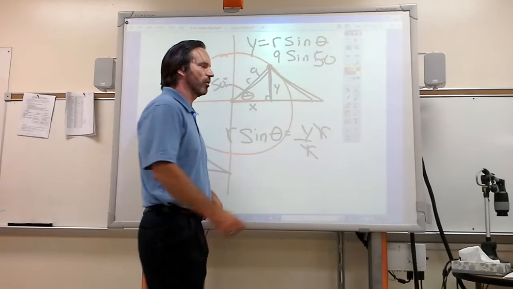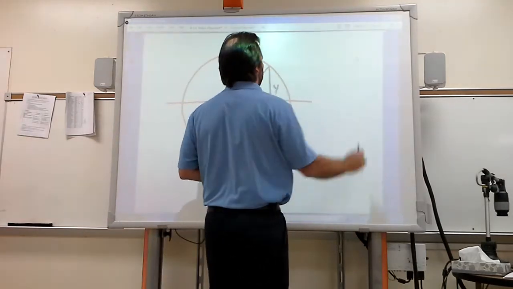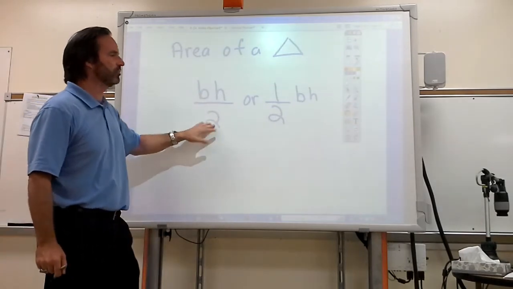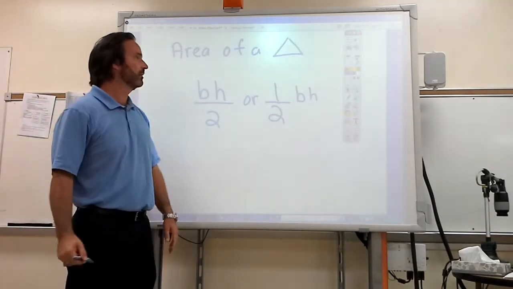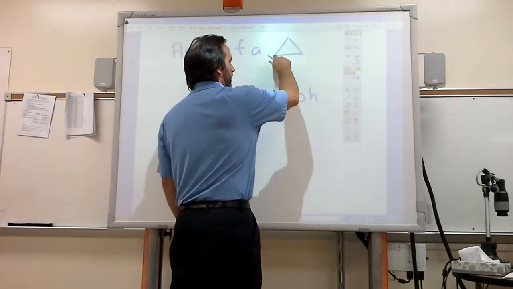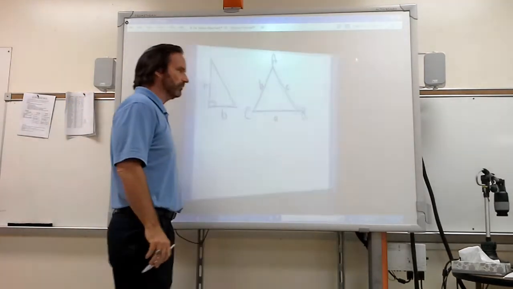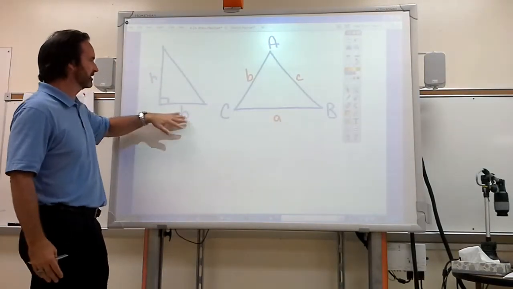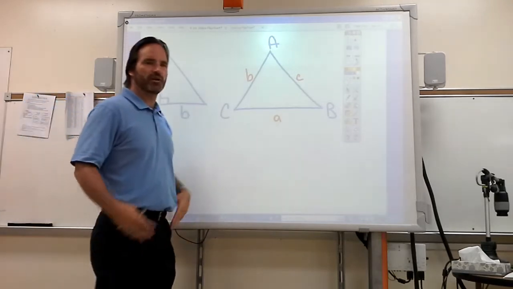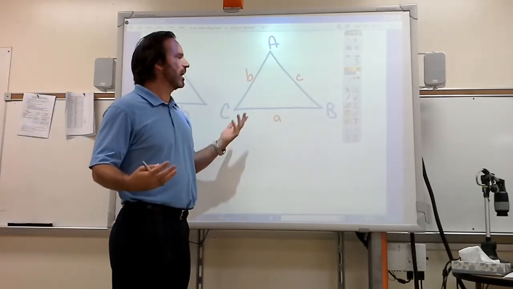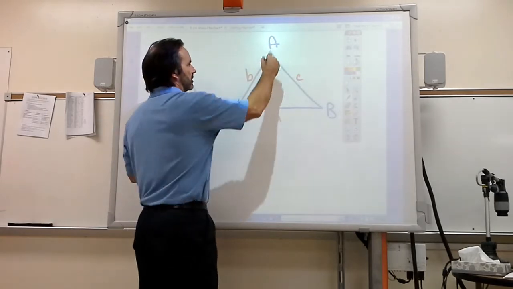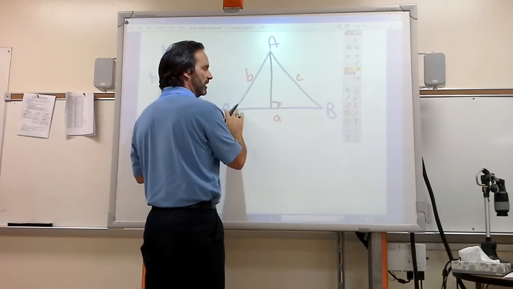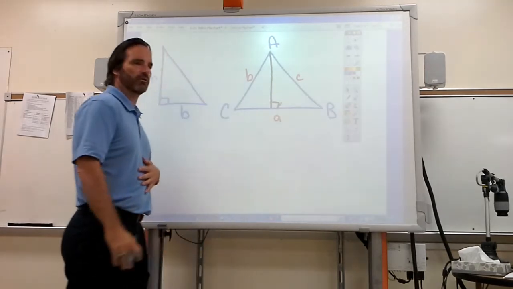We need that height for our formula. What formula might you ask? Area of a triangle, right? The area of a triangle is base times height divided by 2, or 1/2 base times height. Base, and now we know what the height is. We've traditionally been blessed with right triangles, base times height. But now we're going to have to figure out what the height is of this triangle. So in this case, it's this vertex to the perpendicular to the opposite base.